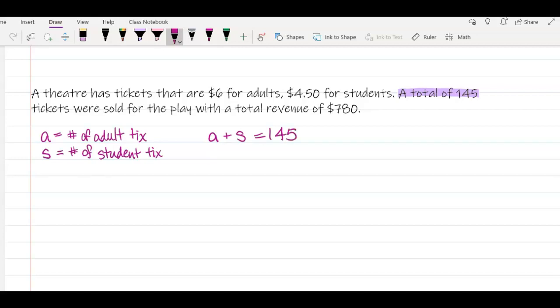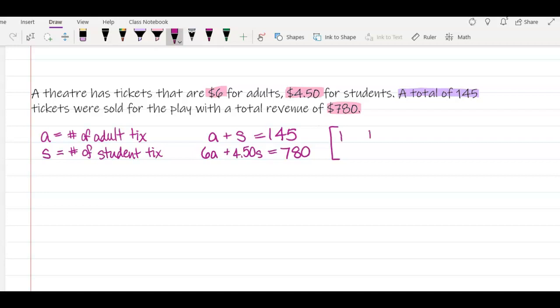Now I need to think about my value equation. I know that if I want to figure out how much money I bring in, I take $6 times the adult tickets plus $4.50 times the student tickets, and all together, the adult money and the student money equals $780.